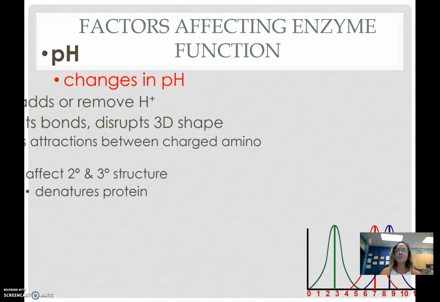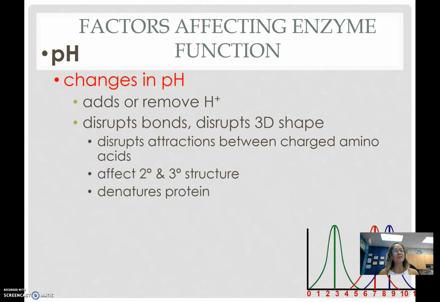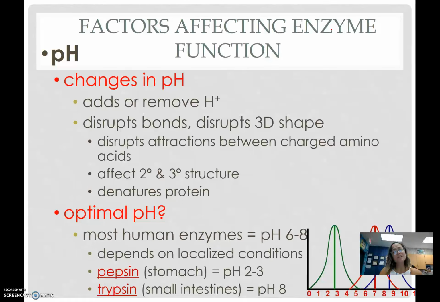So when we look at pH, it is either adding or removing hydrogen ions, and this is going to disrupt the bonds and the attractions that form that tertiary structure. So when you have hydrogen bonds and ionic bonds forming that tertiary structure, now if you change the ionic environment, you have a disruption, and it may lose its shape, denaturing the protein. Different areas in our body have different optimal pHs. Each place in the body having a different pH, we can see that, for example, with enzymes.